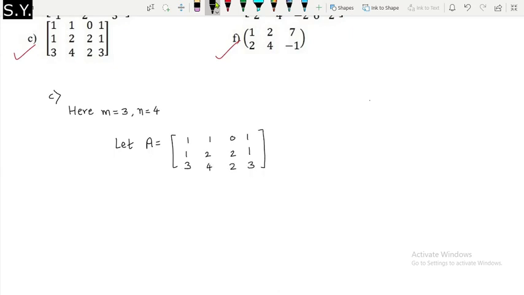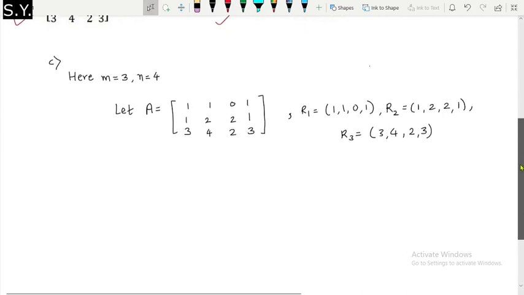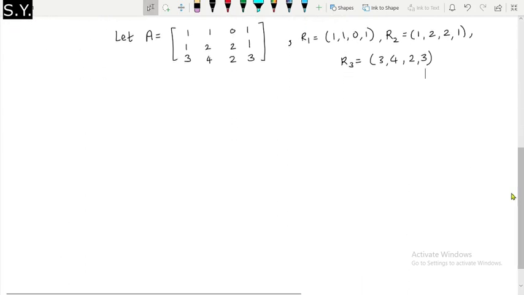Now since we are going to find row rank, I will use the notation R1 = (1, 1, 0, 1), R2 = (1, 2, 2, 1), R3 = (3, 4, 2, 3). Now we are going to find only row rank, so I will not mention the columns. We know the dimension of the row space is the row rank.